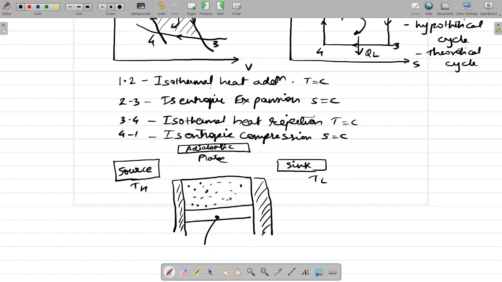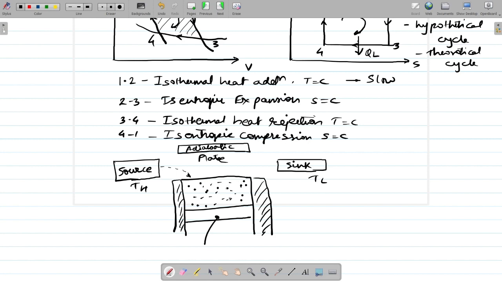Now first, for isothermal heat addition, that is heat addition at constant temperature, for the 1 to 2 process, we will bring the source in contact with these gases, the working substance. So heat will be added at constant temperature. This process of heat addition at constant temperature means the process will be very slow.